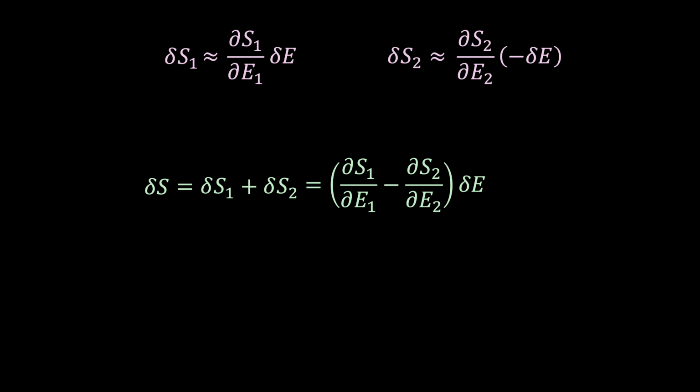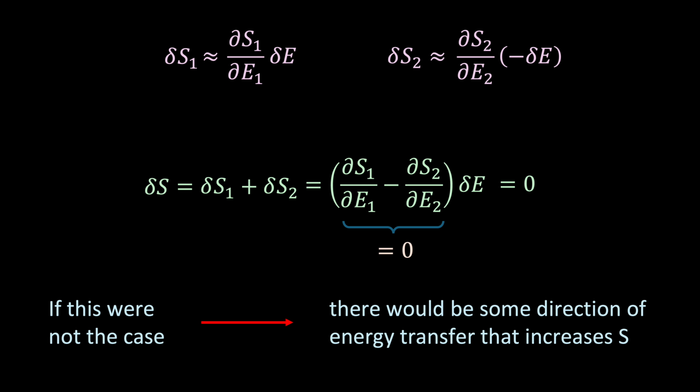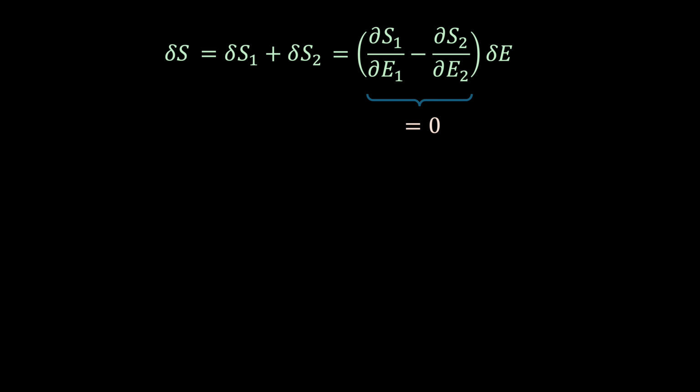Now comes the crucial point. The only way that the first order change in entropy is equal to 0, given a non-zero change in energy delta E, is if the term inside the bracket is 0. If this were not the case, then there would be some direction of energy transfer that increases the entropy, which means the system was not yet at equilibrium. Or to put this another way, at thermal equilibrium we must have that dS1 by dE1 equals dS2 by dE2.